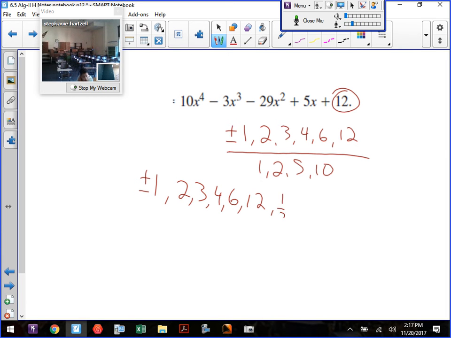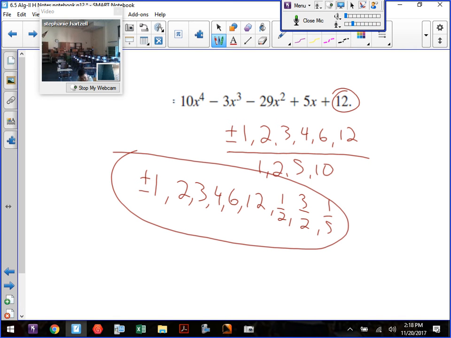1/2. 3/2. 4/2 is 2. 6/2 is 3. 12/2 is 6. 1/5. What I'm getting at is, as you guys have noticed, synthetic division is pretty quick, isn't it? What's going to happen here as we get into why all this works, which I'm going to stop here, is that when you don't know where to start, you have to figure out where to start. So what we're doing here is we're searching for what could be possible zeros.